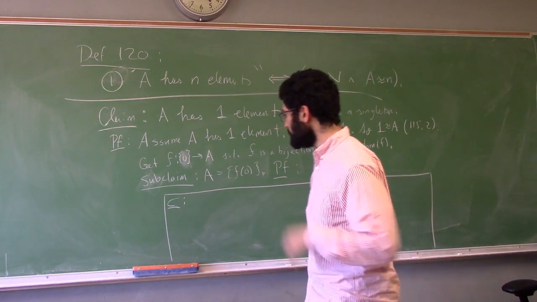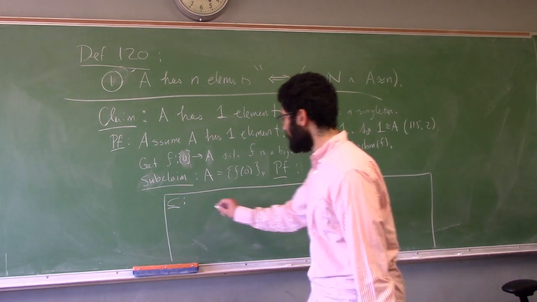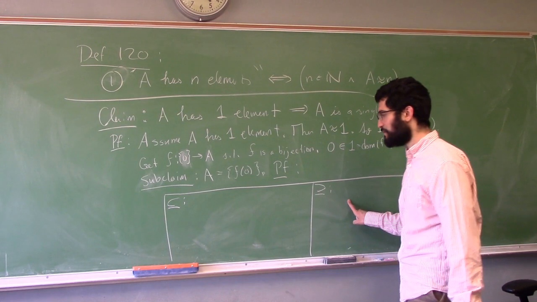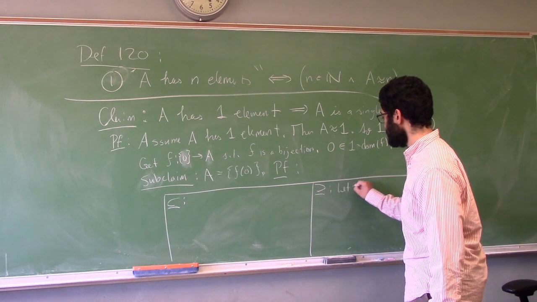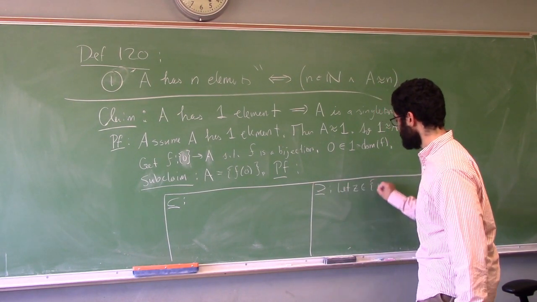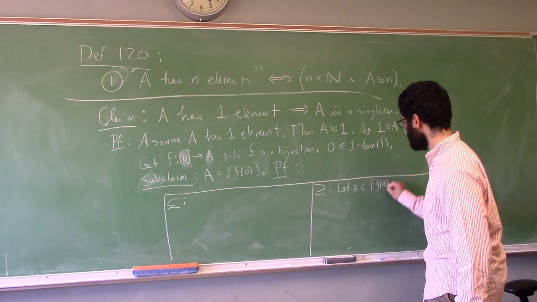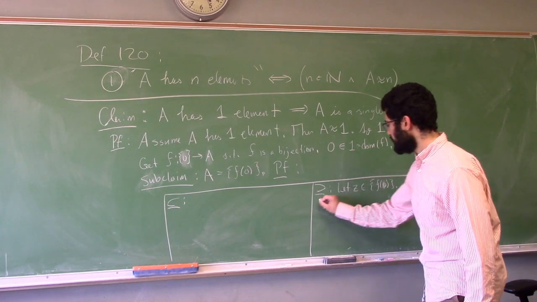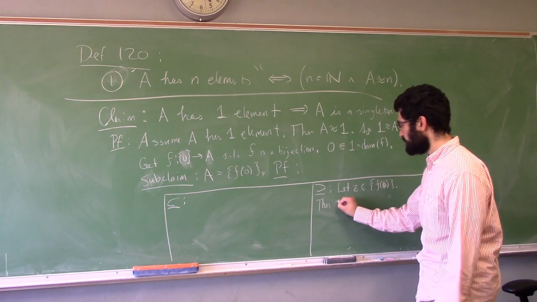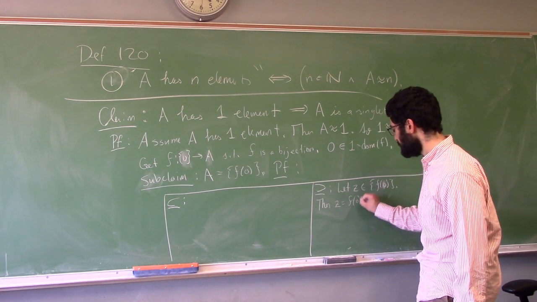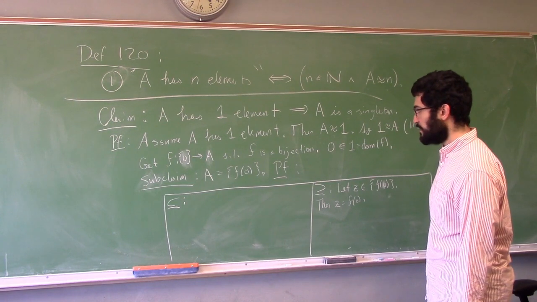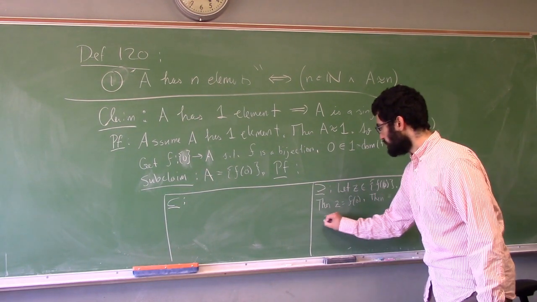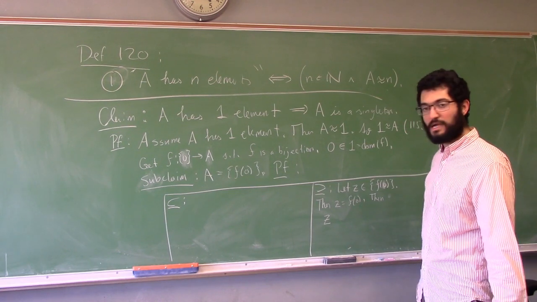So let's suppose that something is, I think this one is easier. Let's get the easy one out of the way first. So let z be in the right side, singleton f of 0. Then, by definition of singleton, z equals f of 0. Then is z in A? Well, I think so, but how do I know?